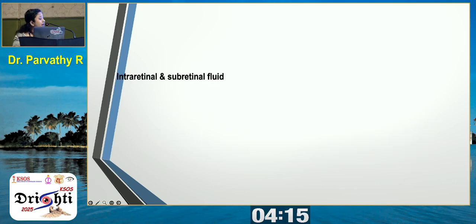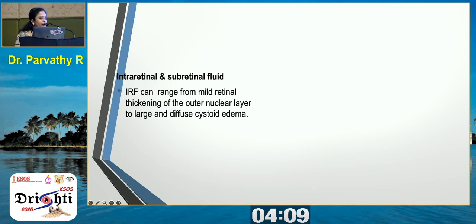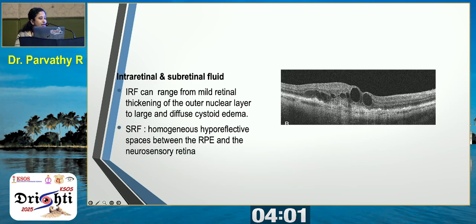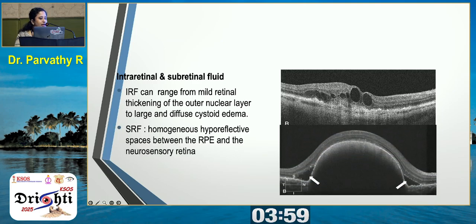Next is another sign of activity in CNVM, that is intraretinal and subretinal fluid. Intraretinal fluid can range from mild retinal thickening to cystoid spaces, large cystoid spaces, and subretinal fluid we can see as an optically clear area between the RPE and neurosensory retina. On both sides of this PED we can see subretinal fluid, those white arrows.